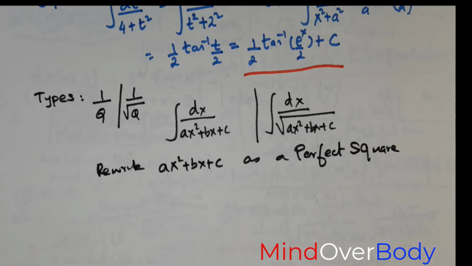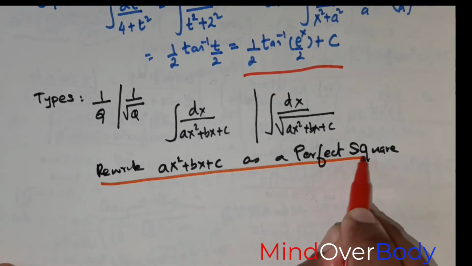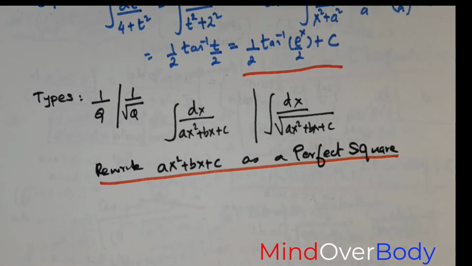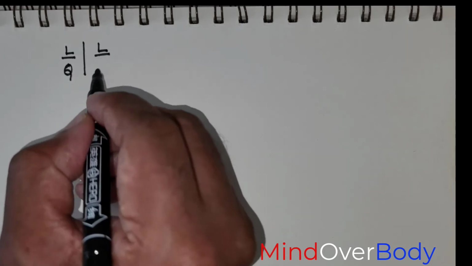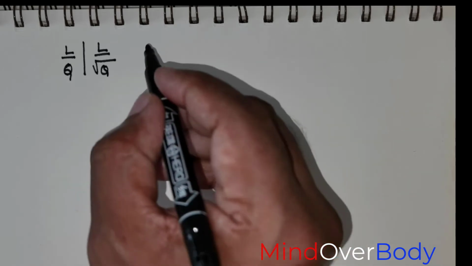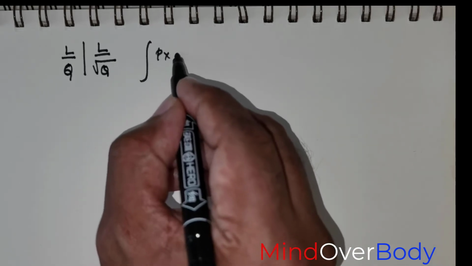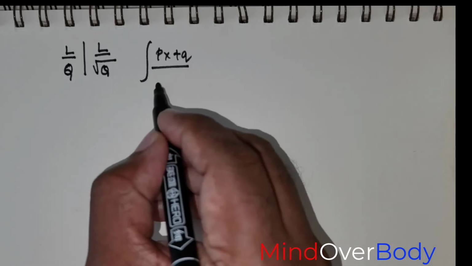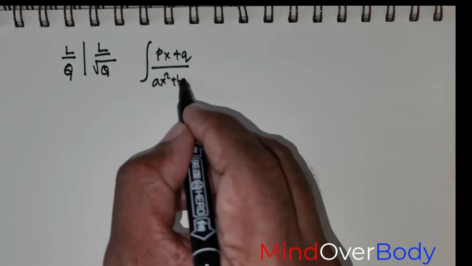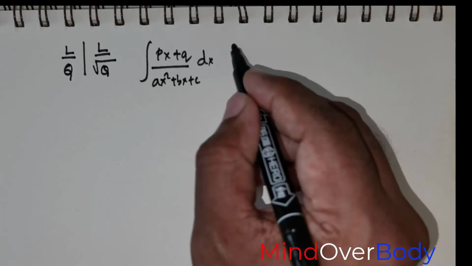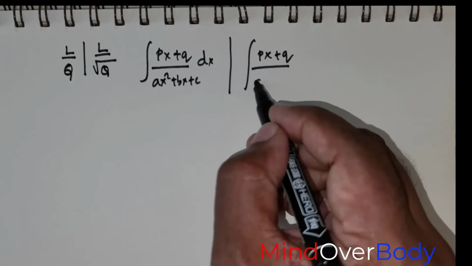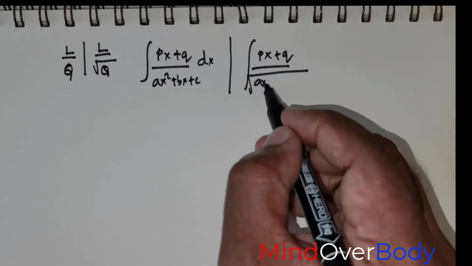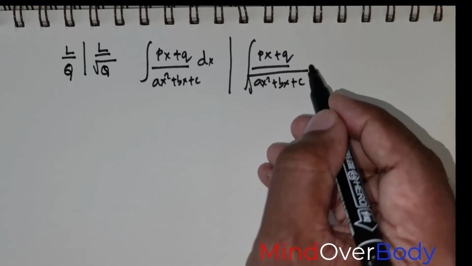So this is the key: rewriting the denominator as a perfect square. Now this is the next type. In this case, you will have a linear over a quadratic, or a linear over the square root of a quadratic. Say, for example, integral of (px + q) over (ax² + bx + c), or integral of (px + q) over the square root of (ax² + bx + c).